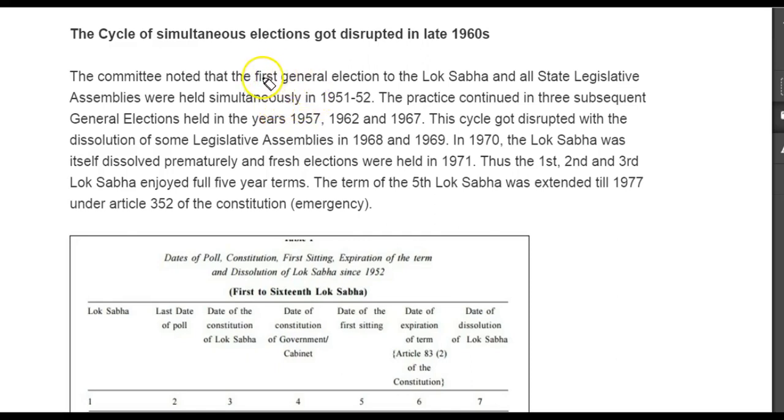So the first general election to the Lok Sabha and all state legislative assemblies was held simultaneously in 1951-52. And the practice of holding simultaneous elections continued till the 1957, 1962 and 1967 general elections. But the cycle got disturbed after the dissolution of some of the state legislative assemblies in 1968. After that, simultaneous elections were never held till today.